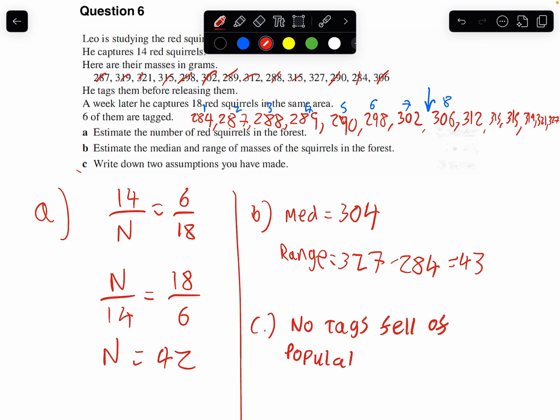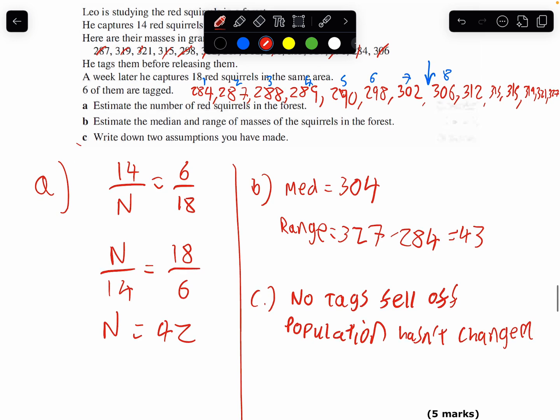Okay, now a lot of people wrote, oh, squirrels could have died as one assumption, and squirrels could have been born as a second assumption. That unfortunately falls under the same idea of the population has changed size. So you actually don't get 2 marks, you get 1, but not 2. So population hasn't changed. Tags haven't fallen off. So this is 2 assumptions for part A.